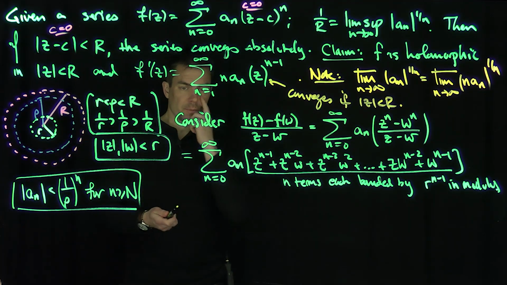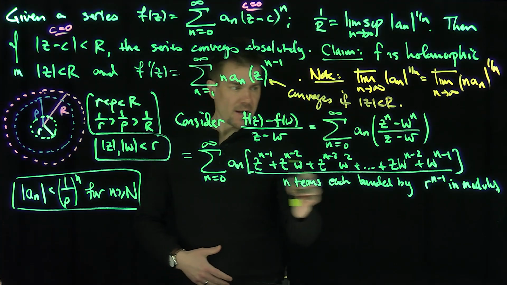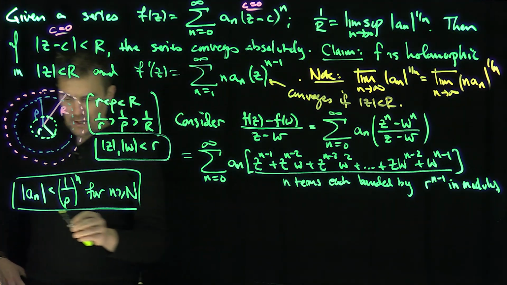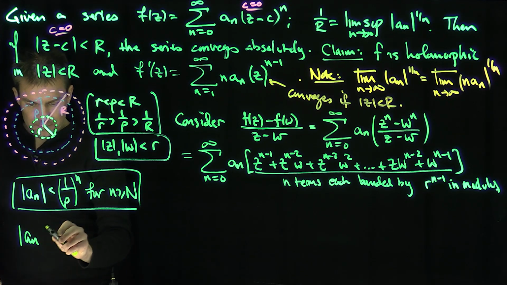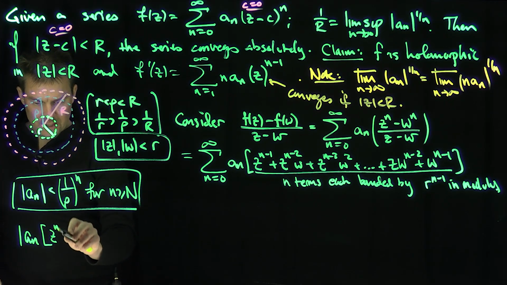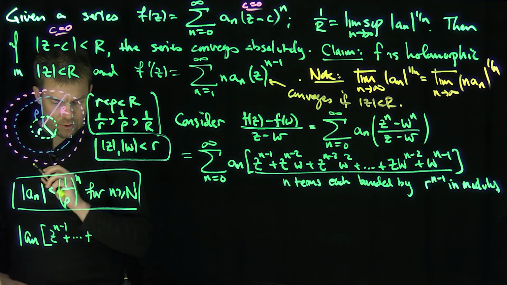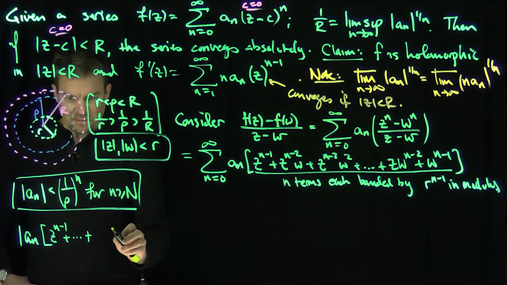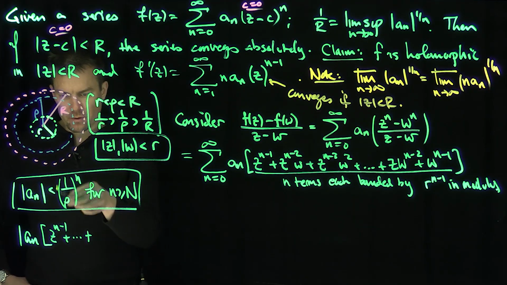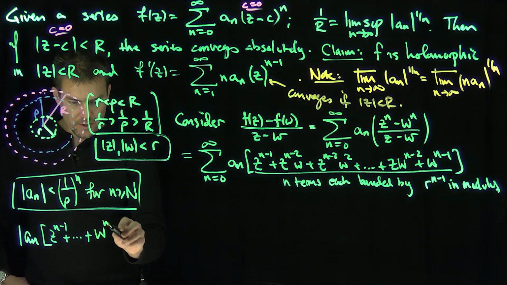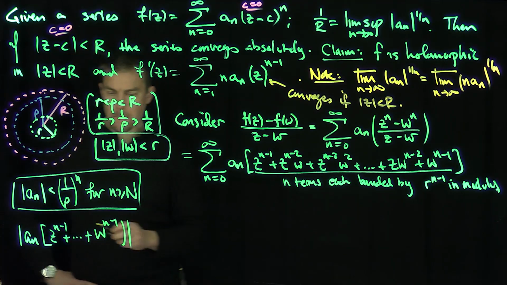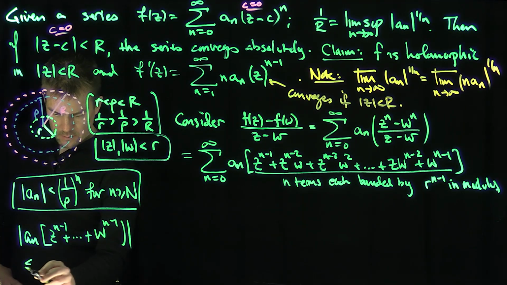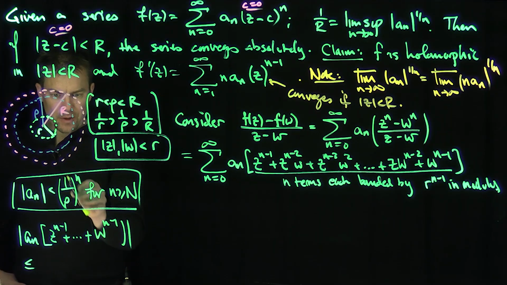All right, so now let's estimate the terms in this series over here. So let's look at modulus a_n times this expression over here. So modulus a_n times all those terms, z^(n-1), and so on, all the way down to w^(n-1), is less than or equal to, and if you want this to be true for all n, then you can replace it with a constant M. So in other words, I can say there's a constant over rho to the power n.